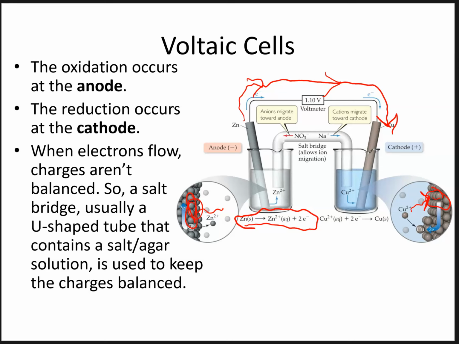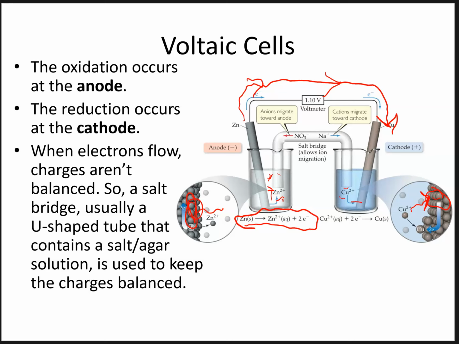While the electrons move across a wire, nothing would continue to occur after that first couple of electrons passed, because now you would start having a buildup of charge on one side. On the copper there would be lots of negative charges, and on the zinc side there'd be lots of positive charges. And so we need some way of balancing that.